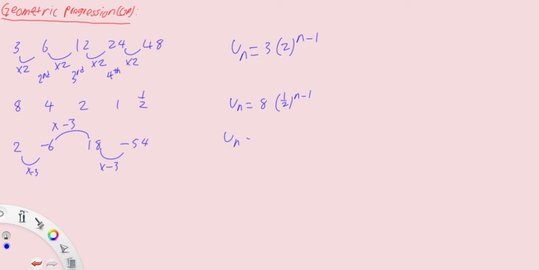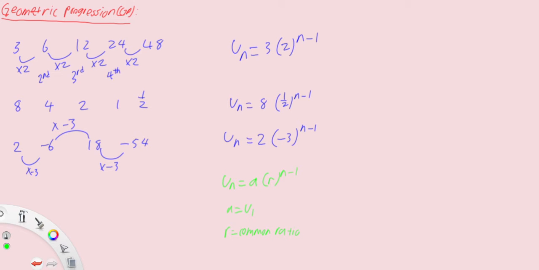For the third one, the first term is 2, the common ratio is minus 3, therefore power n minus 1. So you notice that n minus 1 is basically a common feature between arithmetic progression and geometric progression. Therefore we have this general formula: for any term in any geometric progression, we have a, the first term, times the common ratio r, a phrase that I've been saying a lot, to the power n minus 1. So a equals the first term, and r equals the common ratio.